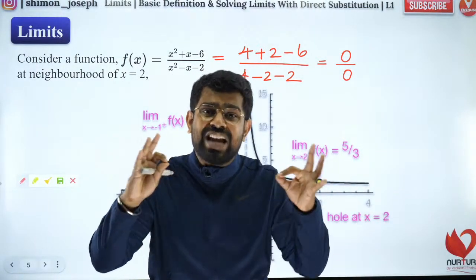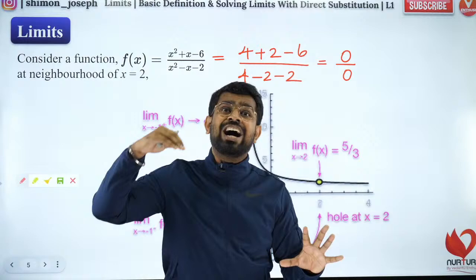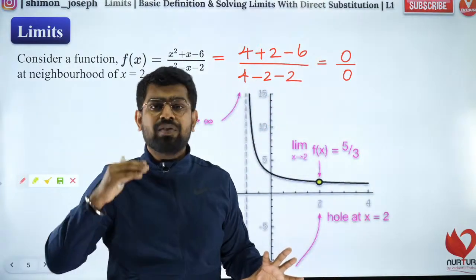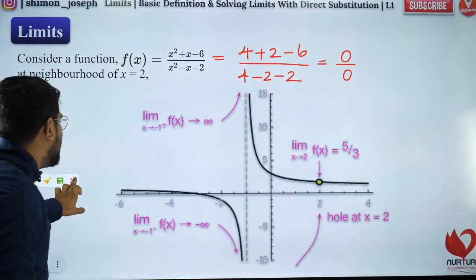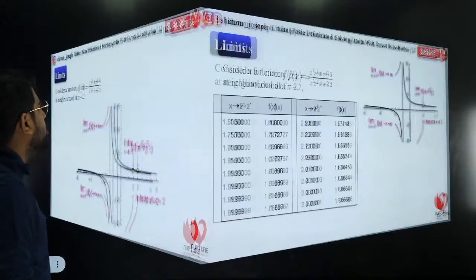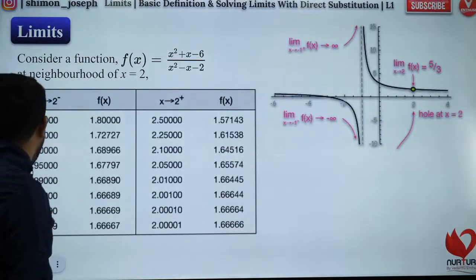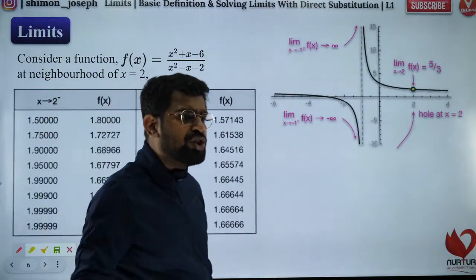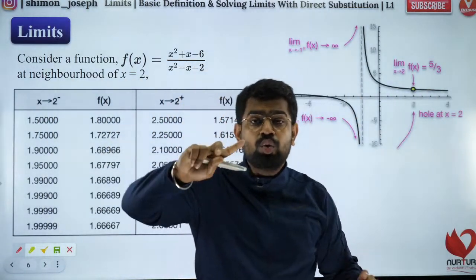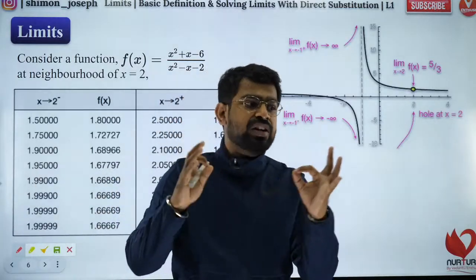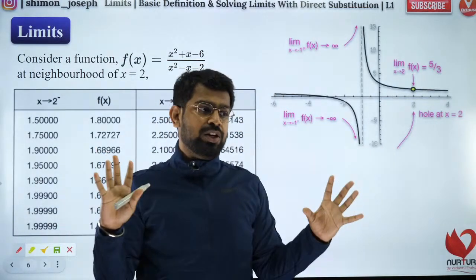Right now we are just starting off, so I don't want to teach you the higher level methods. I will go there slowly. But today how will we solve it? We will use a calculator. We will stick to our basics. What is our basics? I will approach the value 2 from the left hand side, and I will approach the value 2 from the right hand side, and then I will try to figure out the functional value. Is that clear?